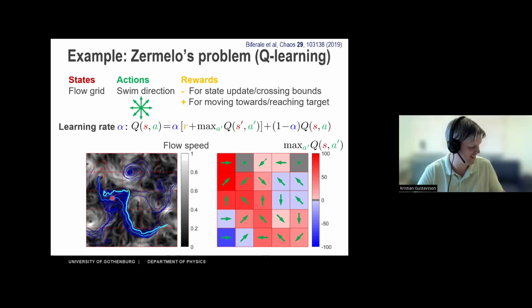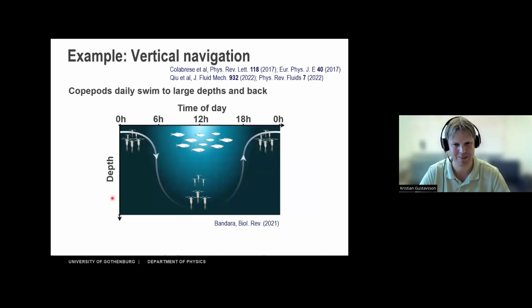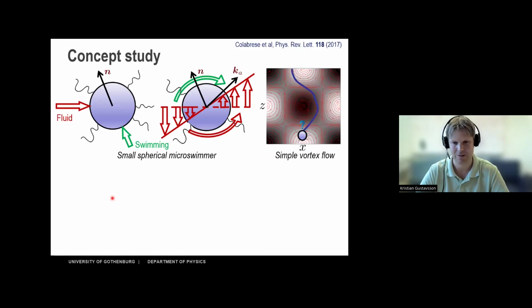So essentially, I'm running quite out of time, so I can just briefly mention the kind of projects that we have looked at, and then maybe we can discuss after. Another example, more important for plankton navigation, is the diel vertical migration I discussed in the beginning, where the plankton needs to go to the depths during the day to avoid fishes. And the question is how this can be done efficiently.